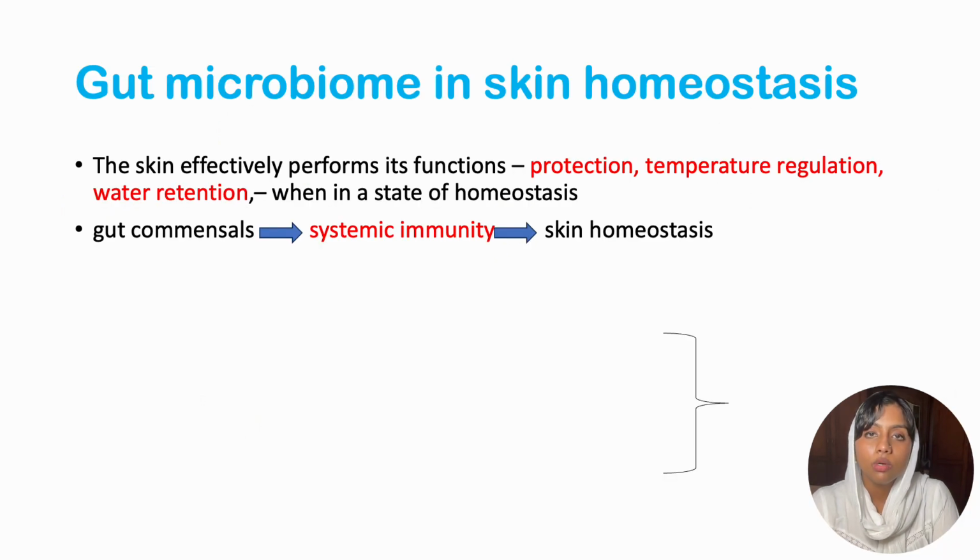So coming to the skin, how the gut microbiome helps to maintain the skin homeostasis. As we know, the skin has primary functions in protection, in preventing water evaporation or water retention, and also in maintaining temperature regulation. So this happens when there is a homeostasis. The gut microbiota have an influence on the immunity, which further influences this homeostasis, as has been found out in a lot of studies.